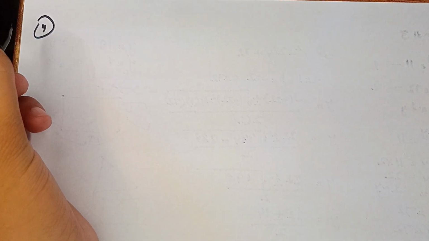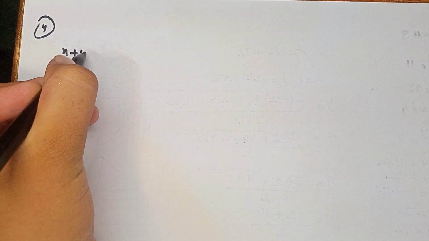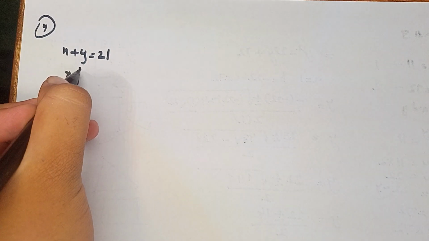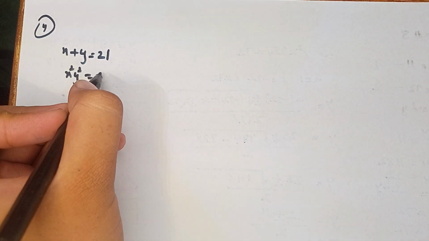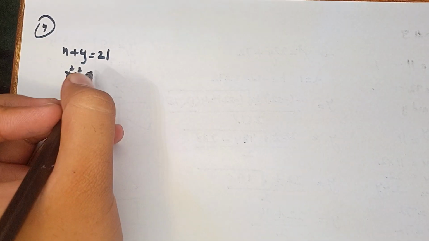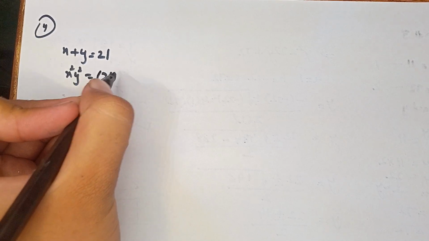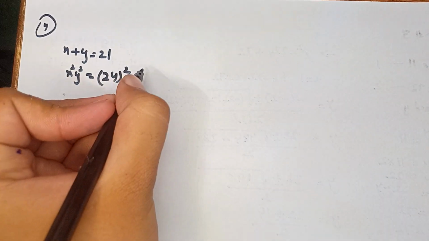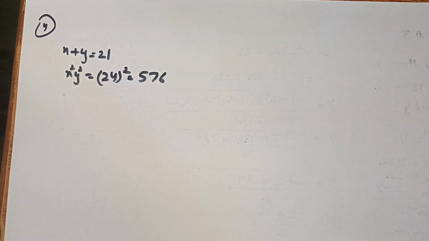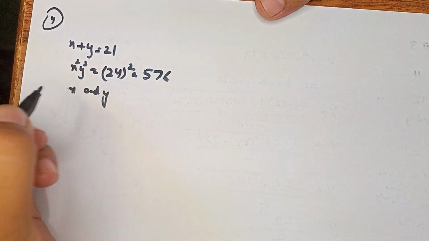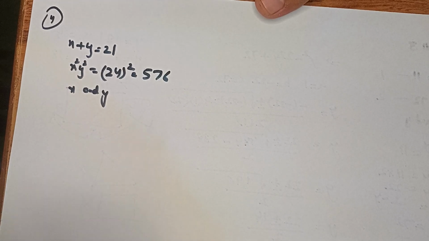Hi guys, our question today is about x plus y equals 21 and xy, and there's a square on both sides: x squared plus y squared, whose product is 24 squared. Okay, it is about 576. So we have to find the value of x and y. How is this possible?